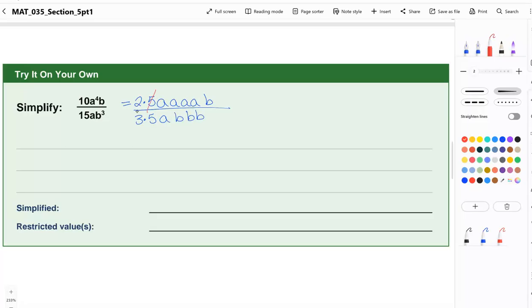So we're going to see some things cancel. The 5's are going to cancel. One of the a's will cancel. One of the b's will cancel. So I'm left with 2 times a times a times a, which is 2a cubed, and 3 times b times b, which is 3b squared. So there's my final answer. 2a cubed over 3b squared. Domain restrictions always goes back to the original. So a cannot be equal to 0 and b cannot be equal to 0.